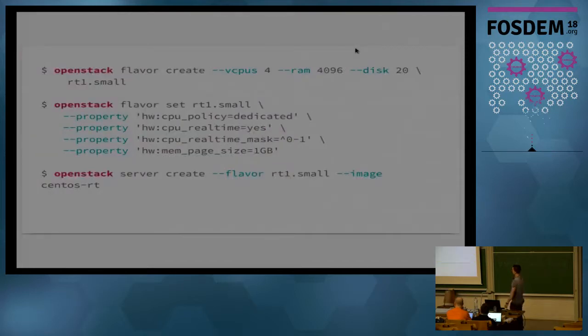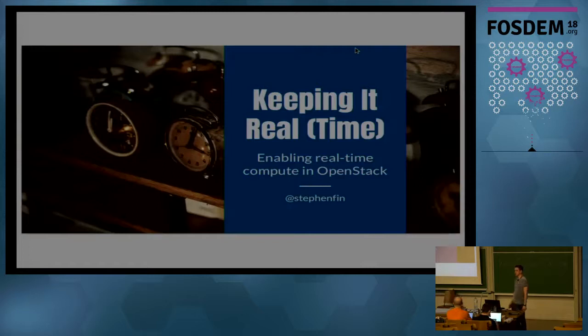So, a wrap-up. From a usability perspective, today if you install OpenStack, configure your hosts correctly, and use a recent release, you create your flavor, set your various flavor attributes, and then boot your instance, and you now have real-time compute within your cloud, wherever that may be. So that's keeping it real-time. Thanks for listening.